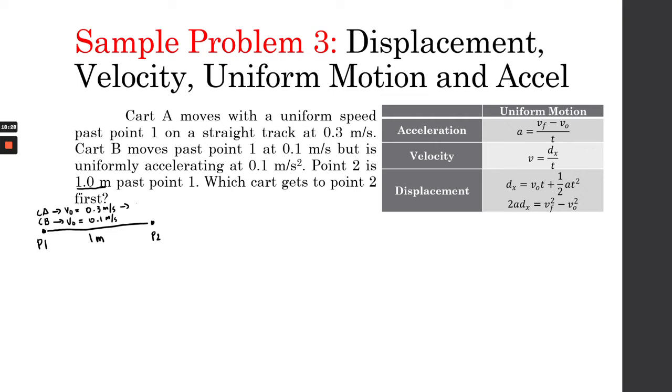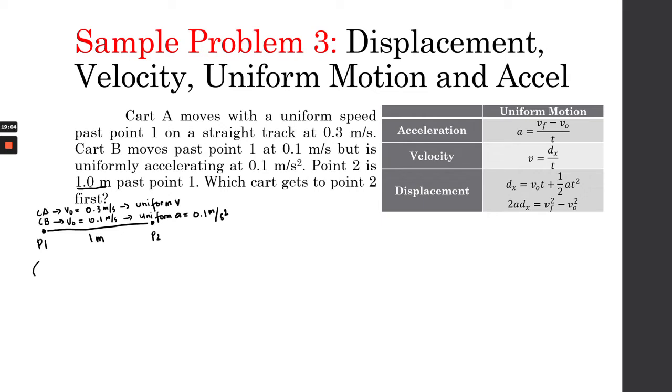Cart A is basically in uniform velocity. That's a uniform speed, meaning the speed is not changing. While cart B is at a uniform acceleration, meaning its speed is increasing at a constant rate of 0.1 meters per second squared. So the question they're asking is, which cart will get from point 1 to point 2 first? Will it be cart A or cart B?